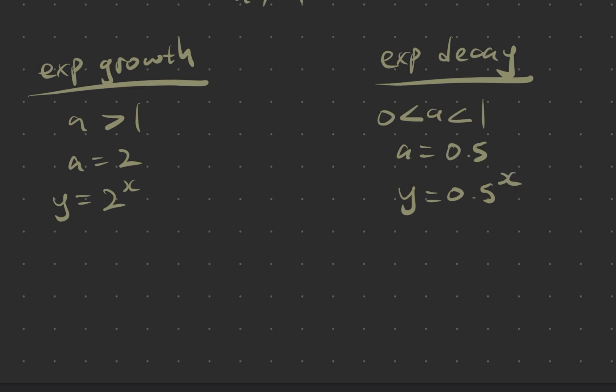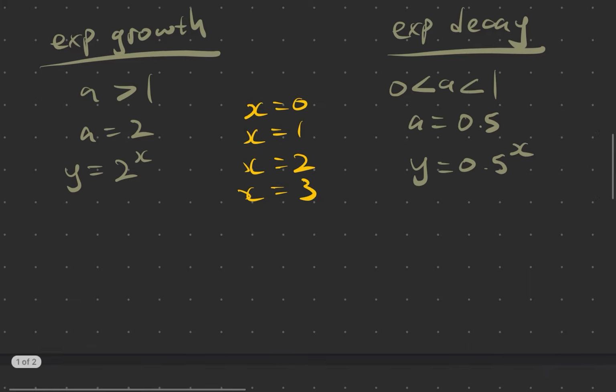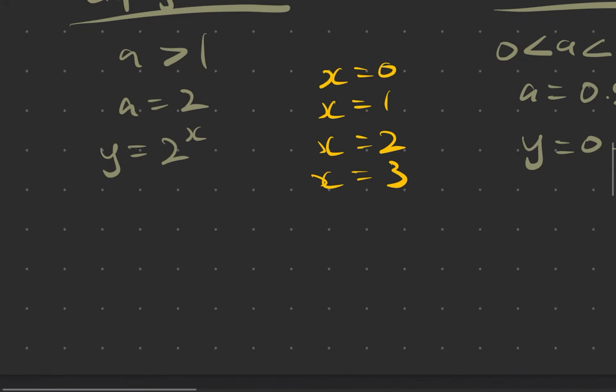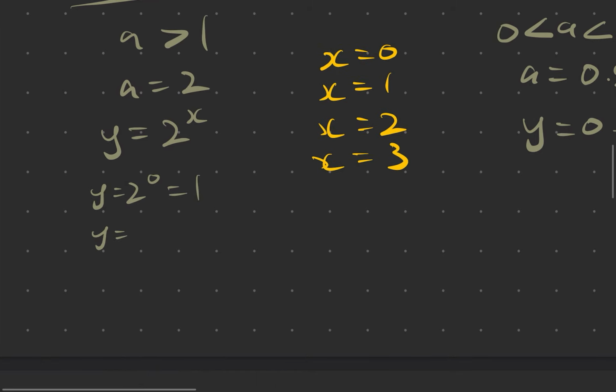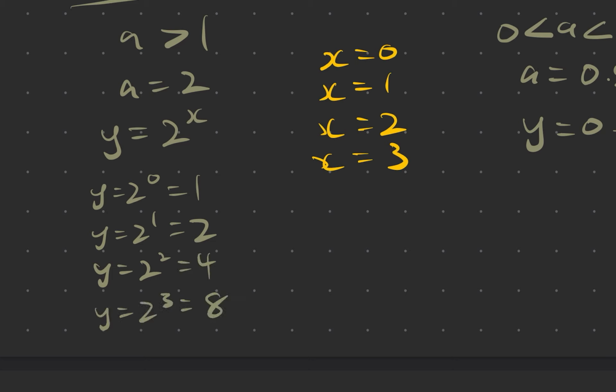Now what I'm going to do is substitute in a few values of x: x equals 0, x equals 1, x equals 2, x equals 3. These 4 values. So what I'll end up getting is y equals 2 to the power of 0, which is 1. Y equals 2 to the power of 1, which is 2. Sorry, that was an ugly 2. Y equals 2 to the power of 2, which is 4. And y equals 2 to the power of 3, which is 8.